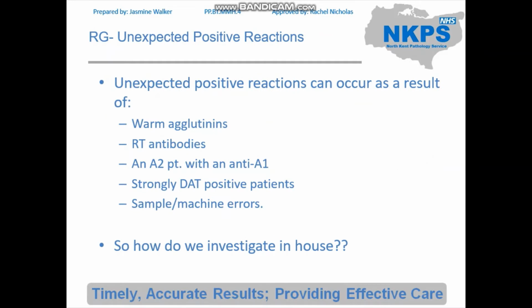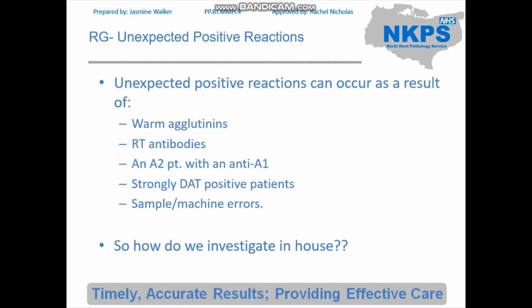So we're going to start with unexpected positive reactions. These can occur as a result of warm agglutinins, room temperature antibodies, an A2 patient with an anti-A1, strongly DAT positive patients, or something as simple as sample, machine, or reagent errors. It's always important to remember that sometimes it is just that the machine isn't pipetting something, or there's been a splash and you've ended up with two reagents mixed together. Always make sure that your analyzer is working correctly.